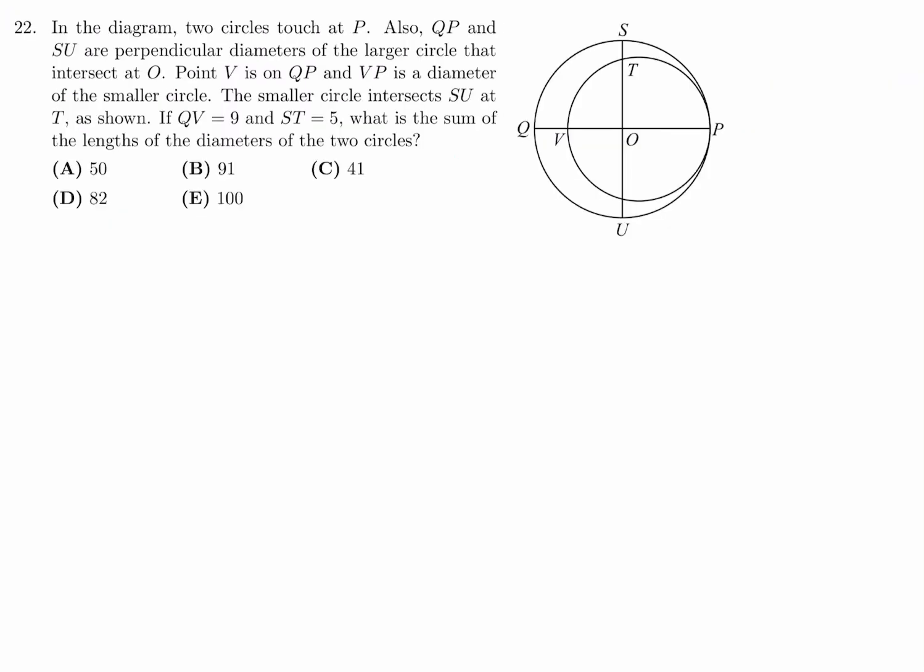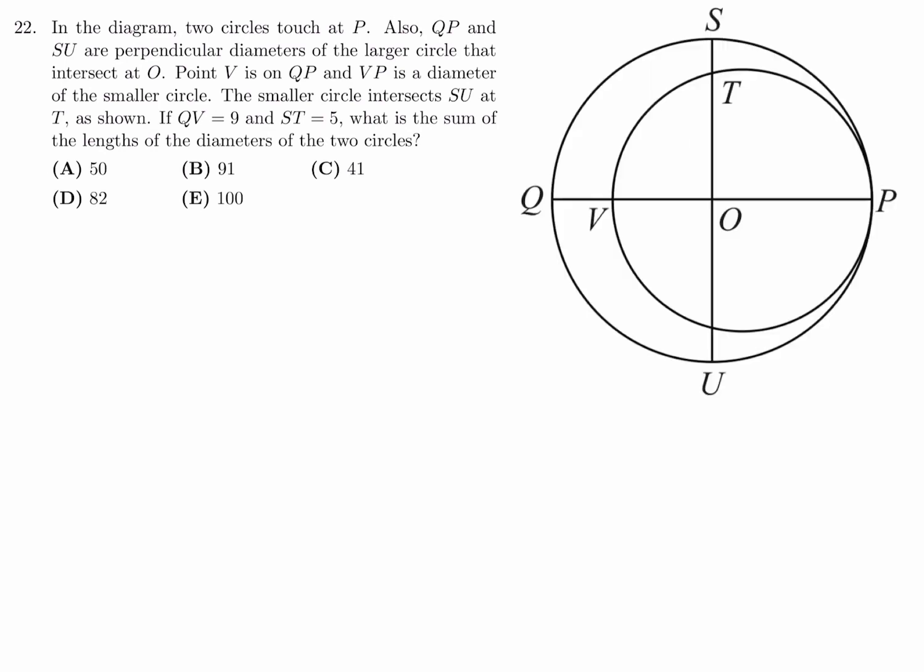In the diagram, 2 circles touch at P. Also, QP and SU are perpendicular diameters of the larger circle that intersect at O. Point V is on QP and VP is the diameter of the smaller circle. The smaller circle intersects SU at T as shown. If QV is 9 and ST is 5, what is the sum of the lengths of the diameters of the 2 circles?